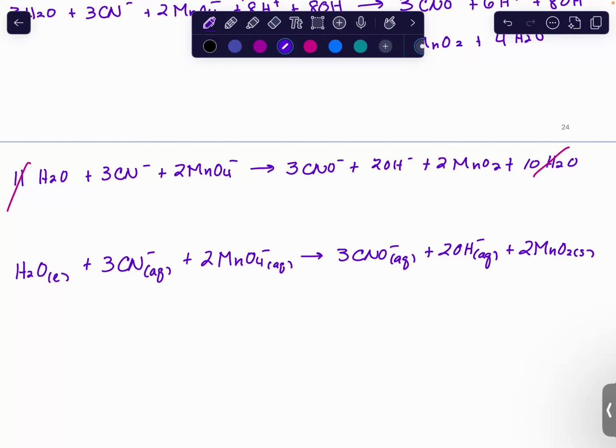All right, who's enjoyed redox? It's just kind of a long process. Again, when you're working these, go back to the lists I gave you. Just follow them. All righty.